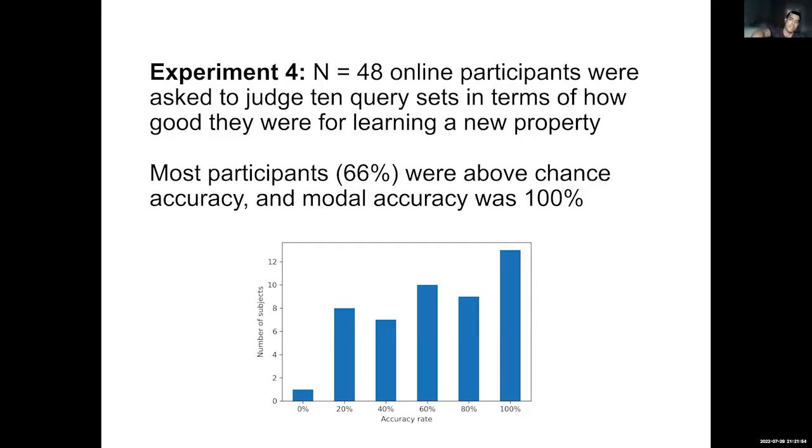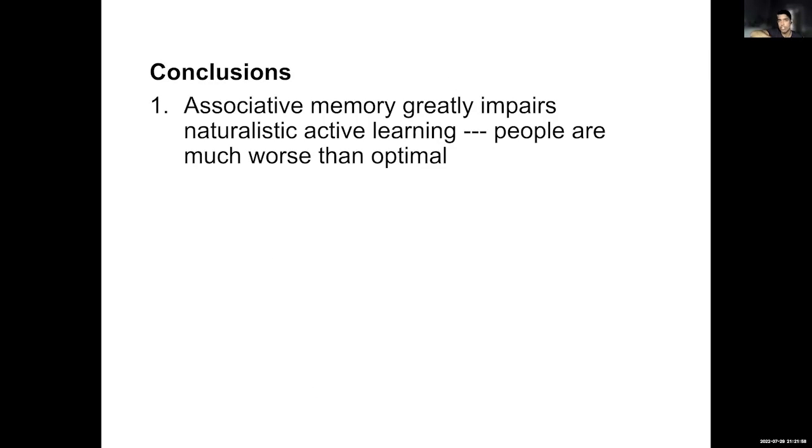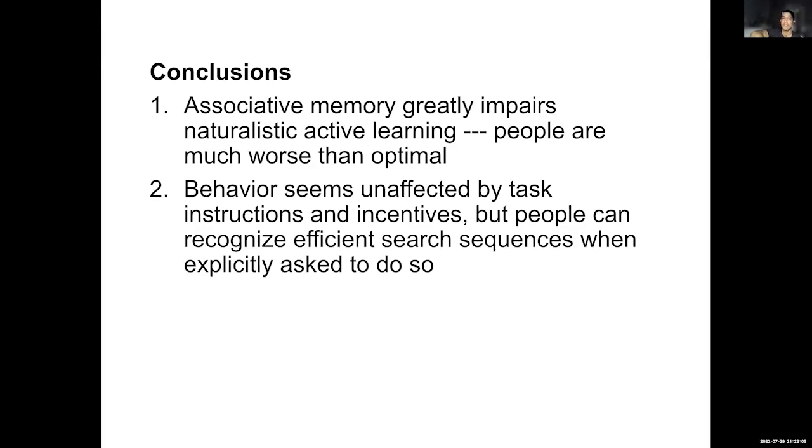They understand what's good behavior in this task. Okay, so to conclude, associative memory impairs naturalistic active learning. People are much worse than optimal. Behavior seems to be unaffected by task instructions and incentives. However, people can recognize efficient search sequences when explicitly asked to do so.